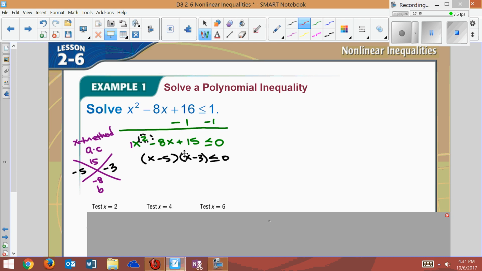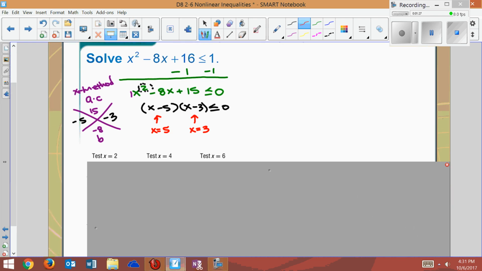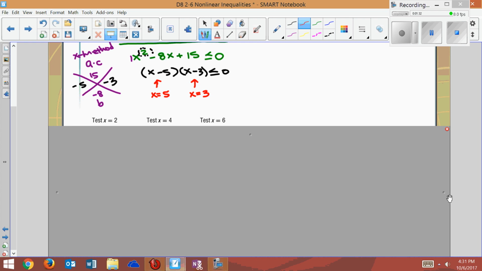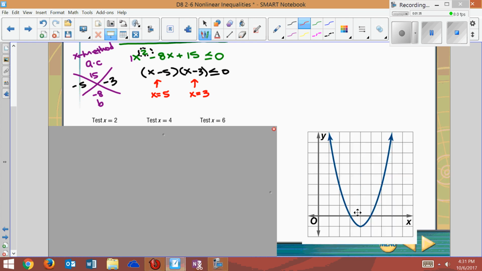So my zeros would be at 5 here when you set this equal to 0, and 3. That's the x-intercepts. Now here's what we do with the sign chart. That means if we looked at the graph, we should have a picture here of a parabola hitting at 3 and 5. And now what you could do is look at the picture and you'd see, oh, these are the values that are below or equal to 0 in this area. And so the answer would be the interval between 3 and 5. That's interval notation.